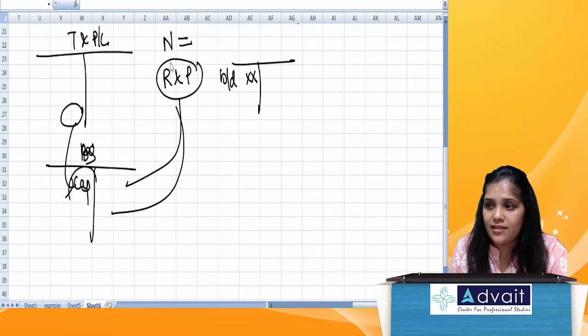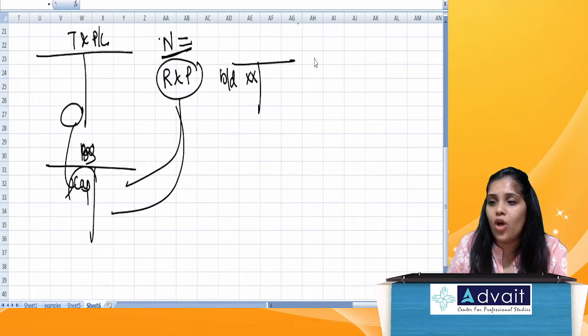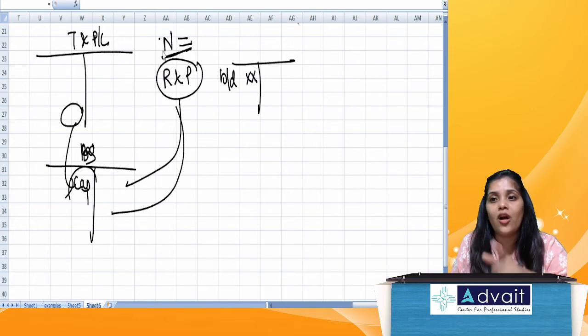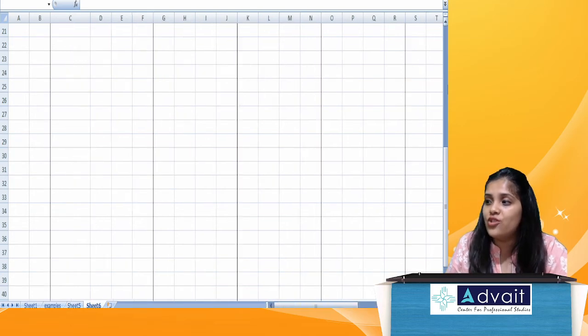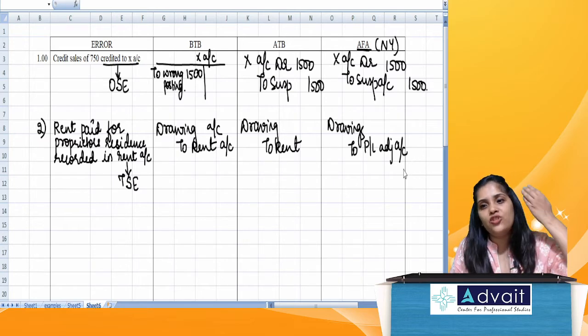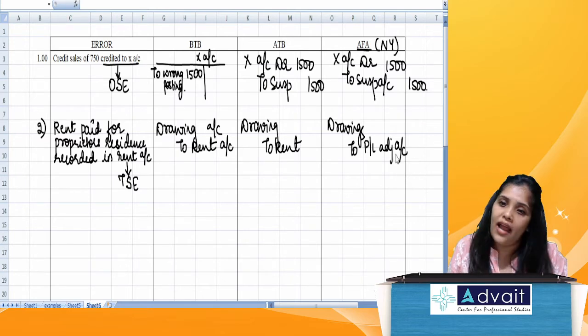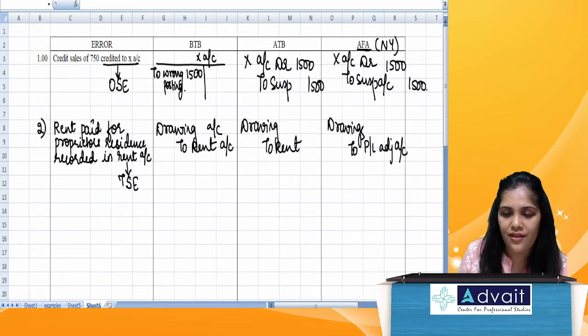So what do they say? If you have a nominal account which relates to the last year, but in the nominal account I don't have a balance brought down, right? So what do they say? Don't put it to the nominal account of the current year. You please write it in a separate account called P&L adjustment account, and then this P&L adjustment account will be adjusted with the capital at the year end after all the errors have been identified.